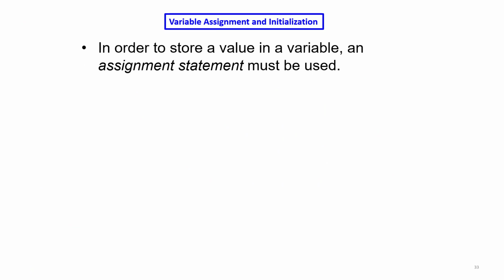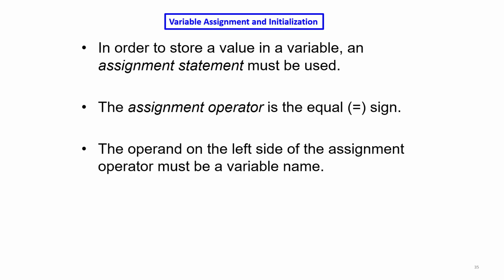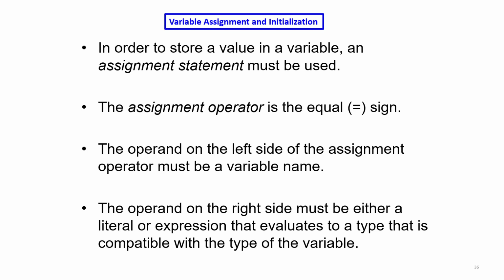Now, let's look at the idea of variable assignment and initialization. Obviously, in order to store a value in a variable, an assignment statement is required. The assignment operator is what you and I think of as the equal sign. The operand on the left side of the assignment operator must be a variable name. The operand on the right side must be either a literal or an expression that evaluates to a type that is compatible with the type of the variable.